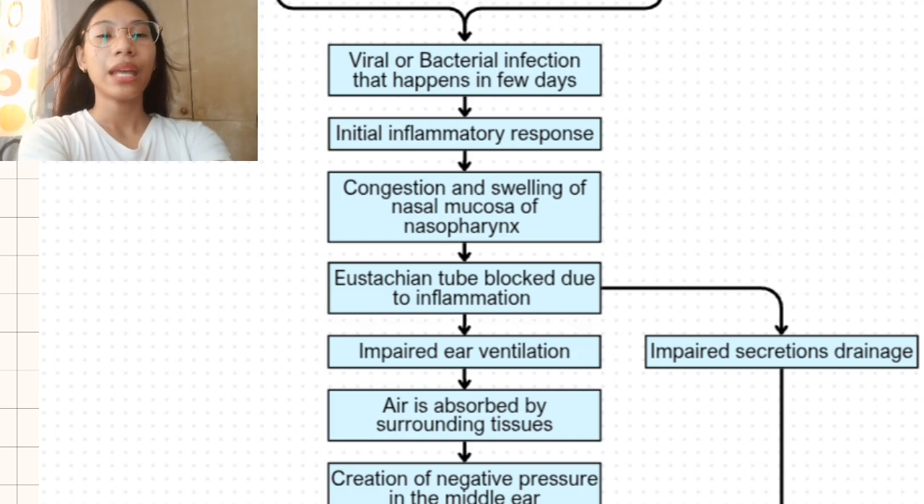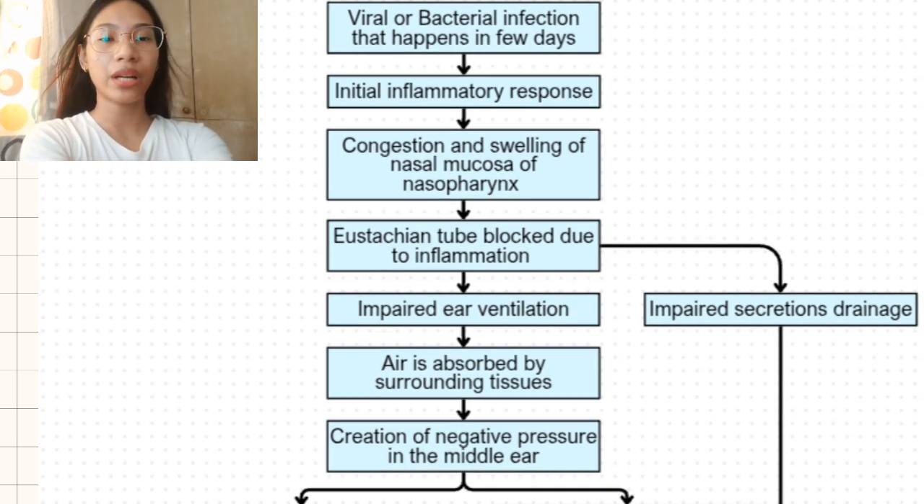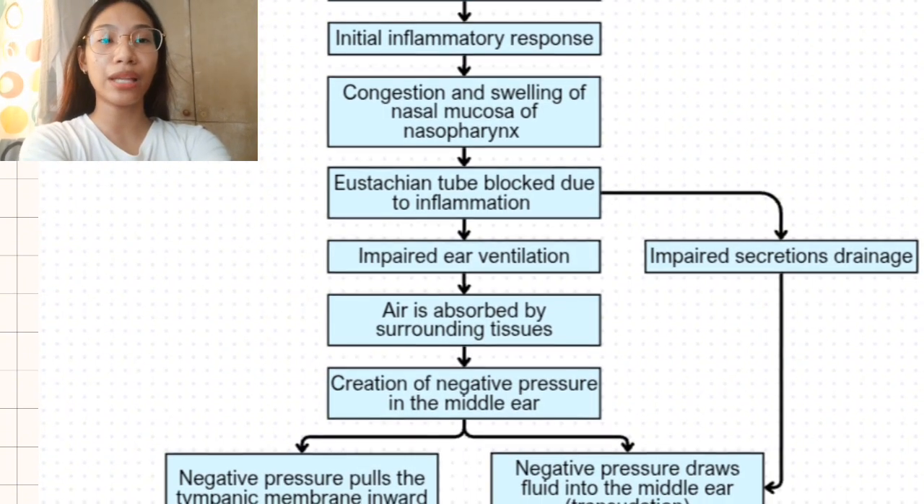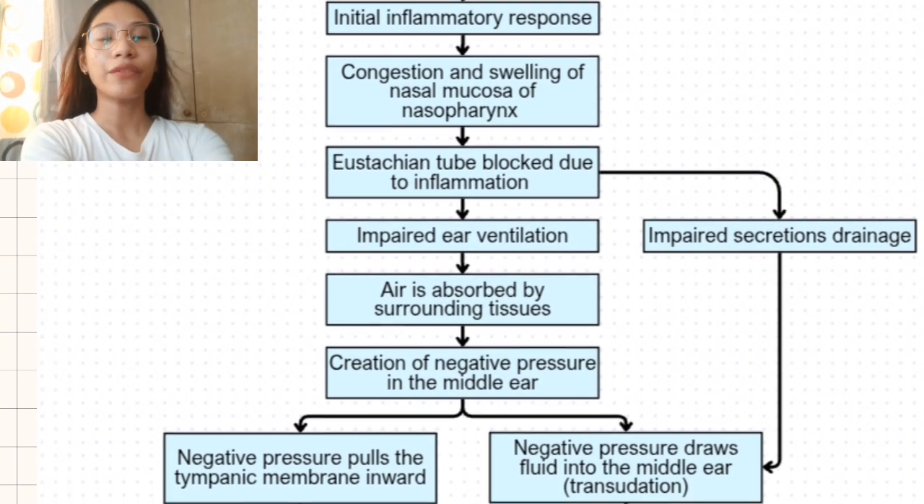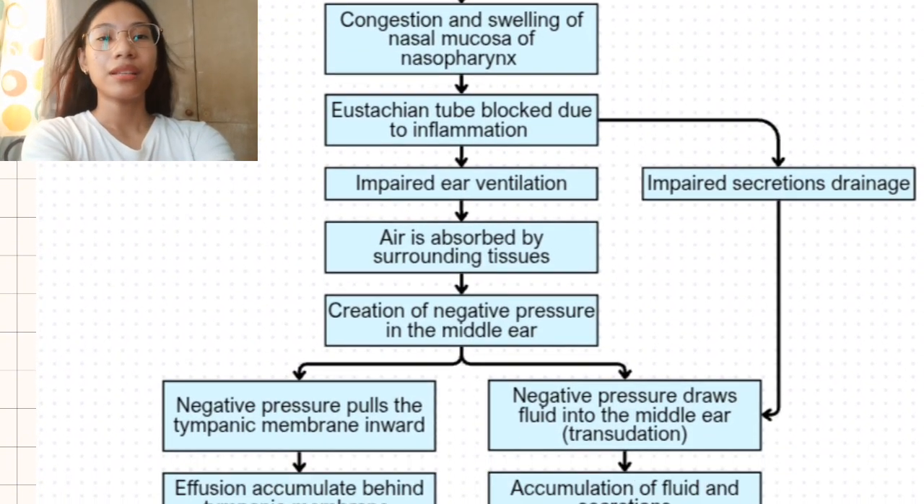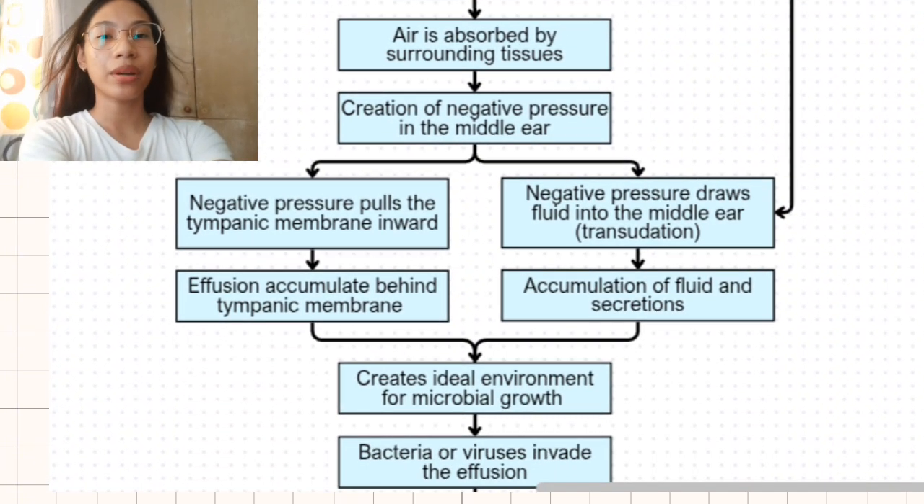So there will be an initial inflammatory response wherein this will cause congestion and swelling of the nasal mucosa of the nasopharynx. The eustachian tube will be blocked due to inflammation, which leads to impaired ear ventilation and secretion drainage. Then, air is absorbed by surrounding tissues, wherein there will be a creation of negative pressure in the middle ear.